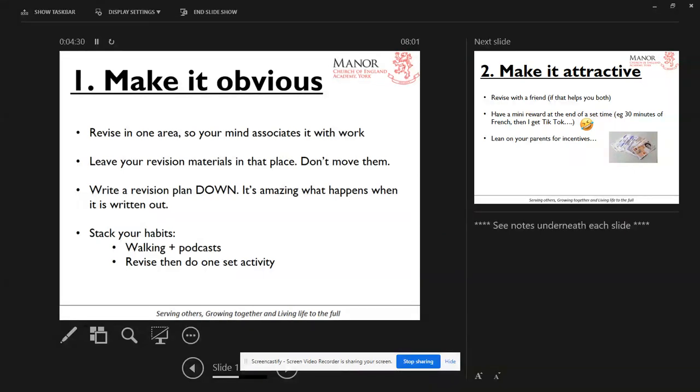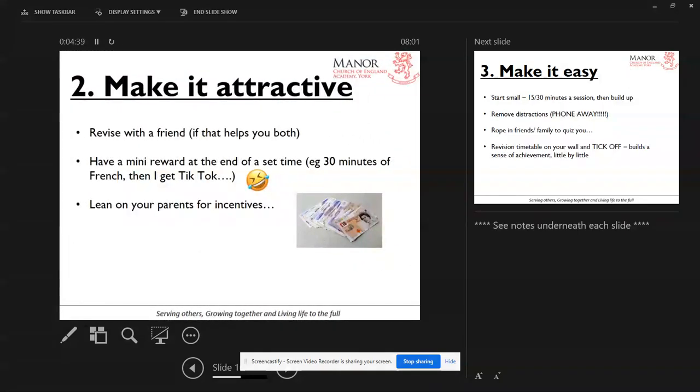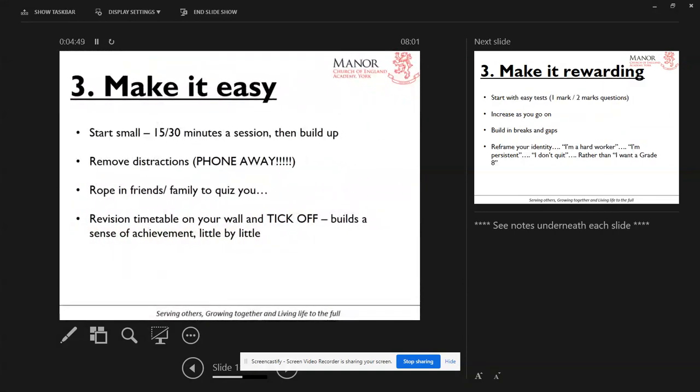Today or tomorrow you'll get a revision plan. Okay, write down when you want to learn stuff and practice stuff. It's amazing what happens when things are written out because you've got to commit yourself to it. Okay, make it attractive. Some people prefer to revise with friends. Some people prefer to do online stuff. Some people prefer to try and tap their parents up for money. Whatever it takes. Try and make it easy. Start small, little bits. Phone away. Help from friends or family to quiz you. Get a revision timetable. We've provided you with one and tick it off.